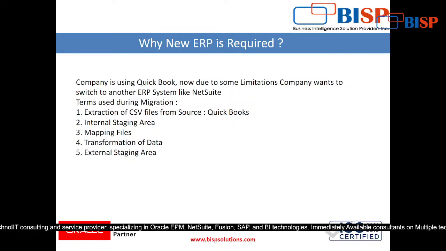Now, terms used during migration. First of all, I am giving you an idea of how migration is done. How migration is done: extraction of CSV files from the source, that is QuickBooks, right? First of all, the very first step. This is the action step. Before this, analysis, brainstorming, everything is done. Each and every step of the system development life cycle is used here. So the first point is extraction of CSV files from the source. Now it could be the metadata, the company information, the master data, everything, right?